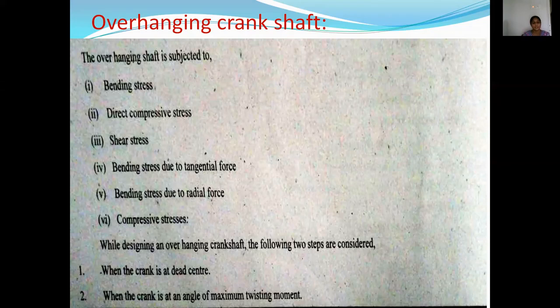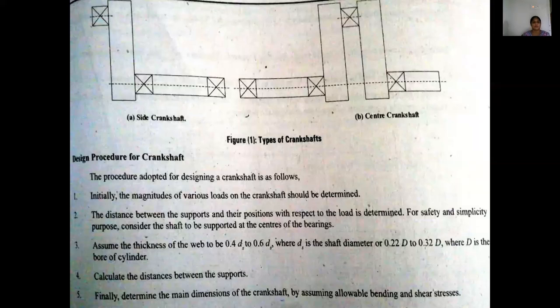Okay. While designing an overhanging crankshaft, the following two steps are considered. One, when the crank is at dead center. Second, when the crank is at an angle of maximum twisting moment. Okay, these are the two types of crankshafts which we will consider. One is the side crankshaft, another one is the center crankshaft.